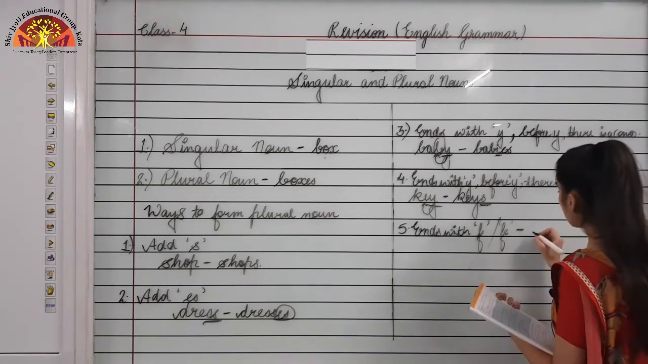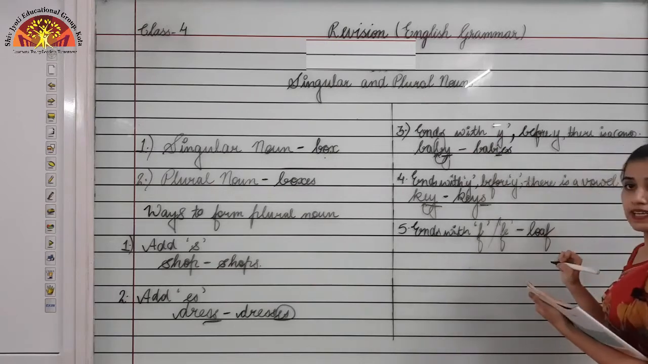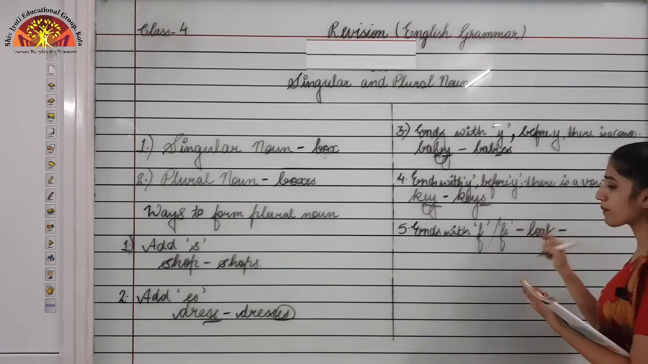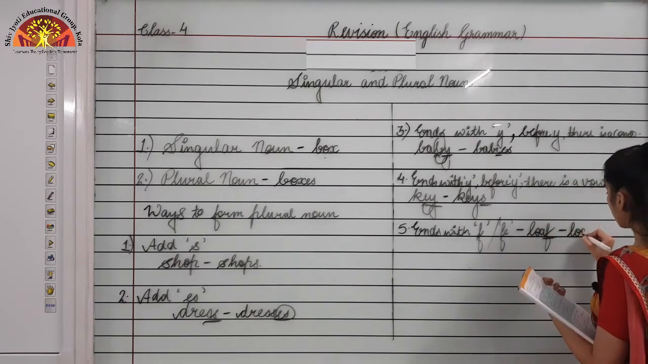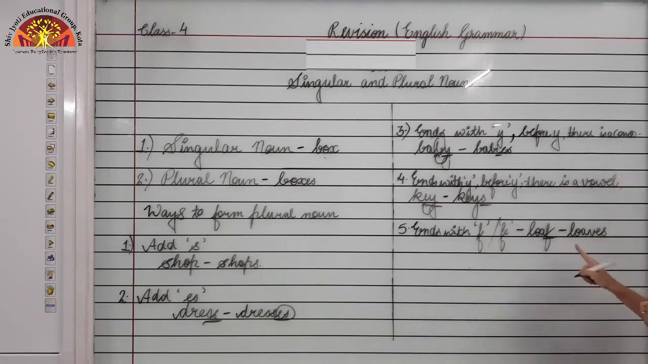For example, it's given loaf. Okay, it's ending with what? F. Okay, so what we will do to make its plural? We will replace F with what? V. Okay, and then we will add ES. So you can see after A what is coming? Here F is coming, but the plural form has V after A, because we replaced F with V and then we added ES.